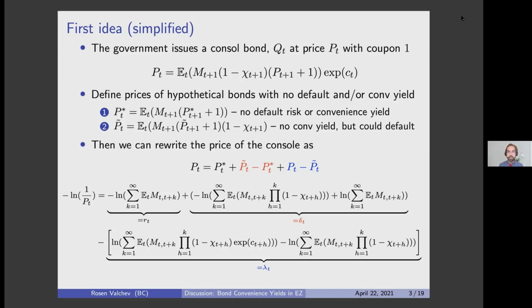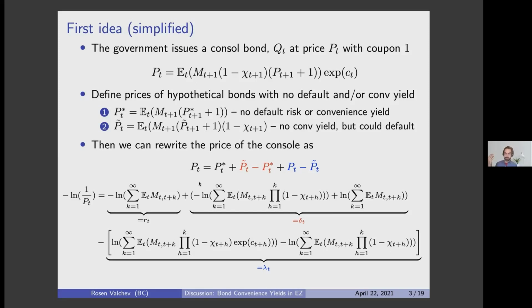Having defined this idea of the C_t wedge in the typical Euler equation, I'm also going to define the prices of 2 other hypothetical consoles. One, which I'm going to call the very standard bond with no default risk and no convenience yield, I'm going to call that price P star. Another price, P tilde, is going to be on a bond that can default, but it has no convenience yield. So if I use these 2 hypothetical bond prices, I can rewrite the Euler equation that I started with at the very top, just adding and subtracting the P star and the P tilde terms, and we can get the observation that the price of the bond that actually is traded in the markets.